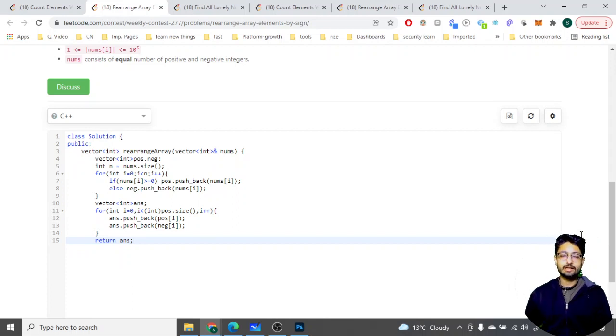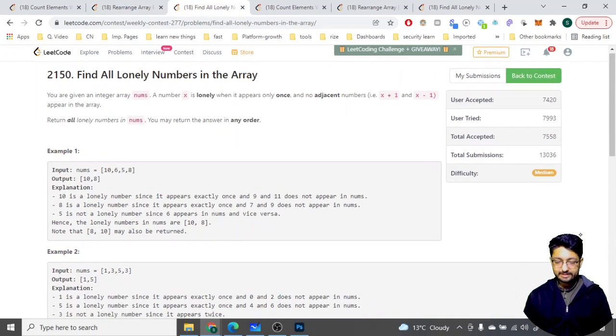Push a positive number and a negative number in both arrays and just print out the answer. Nothing more complicated, very simple solution. The third problem is find all lonely numbers in the array.